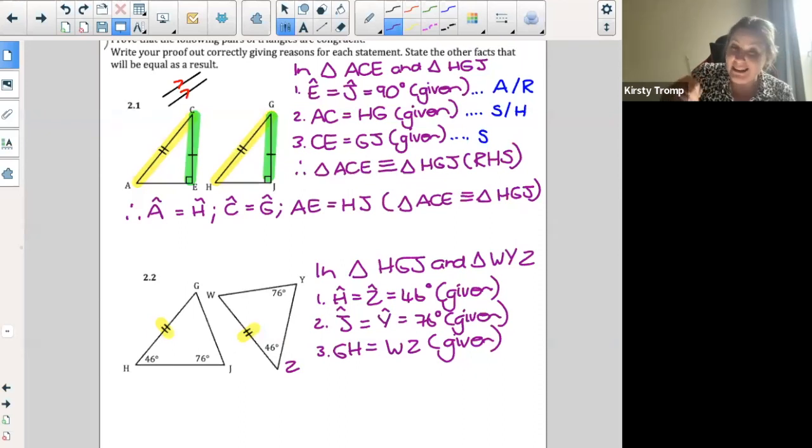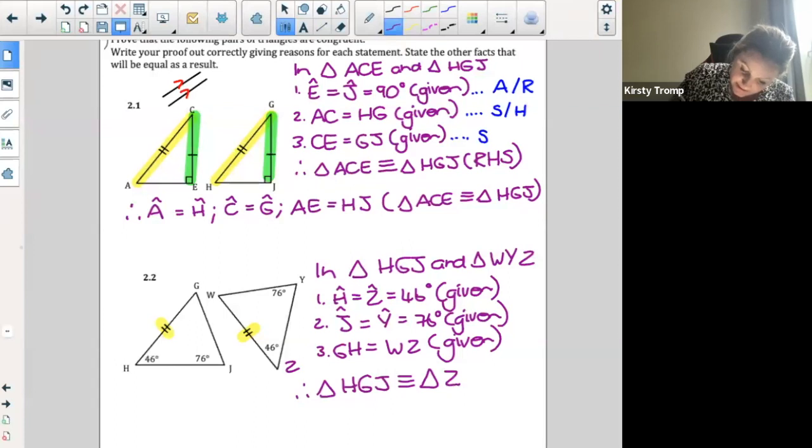So now I need to give my reasons, so I need to state my triangles now. I'm going to try to be clever. I'm going to say, therefore, triangle HGJ is going to be congruent to triangle, and now I need to be careful, guys, because I need to name this properly. So angle H was equal to angle Z, angle G is going to be equal to angle W, and angle Y was equal to angle J. So all I did was change my letters around a little bit so that they matched up.